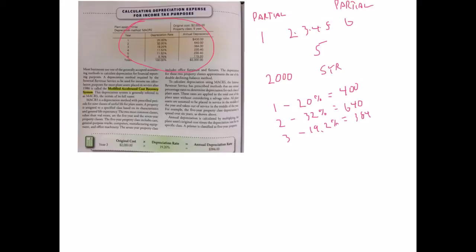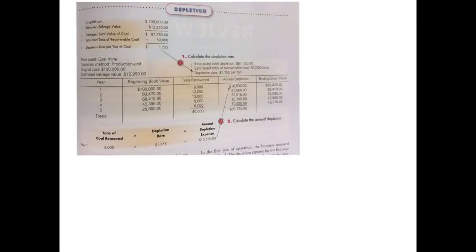Really, all you need to know for this one is that the government's going to tell you what class you fall into. They're going to give you this chart. You just simply take the original cost times the depreciation rate, and that's going to give you the depreciation for each year. Okay, so salvage value, again, not taken into account on this one. Last but not least is depletion.